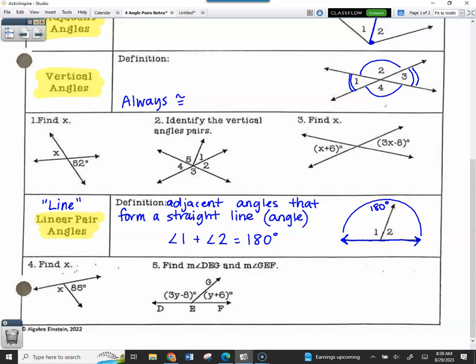All right, let's practice. Look at number 4. Number 4 says find x. All we have to go off of is this angle's 85. Here's x right here. Your clue is the straight angle that the two angles form. So they're a linear pair. That means they have to add up to what?